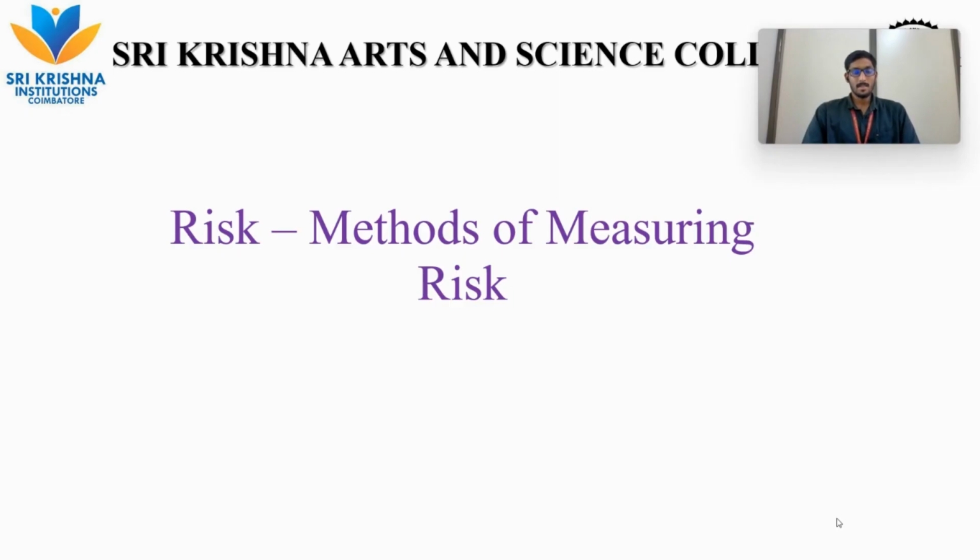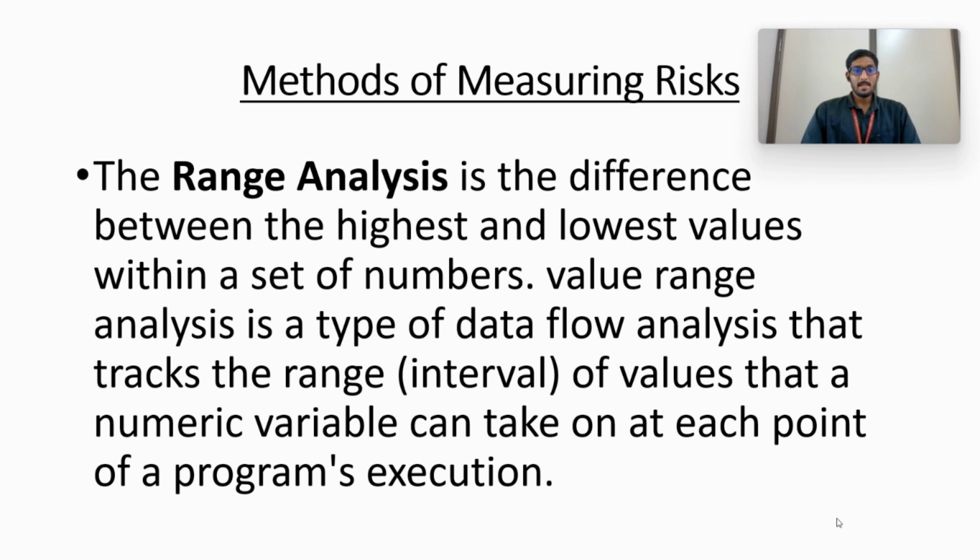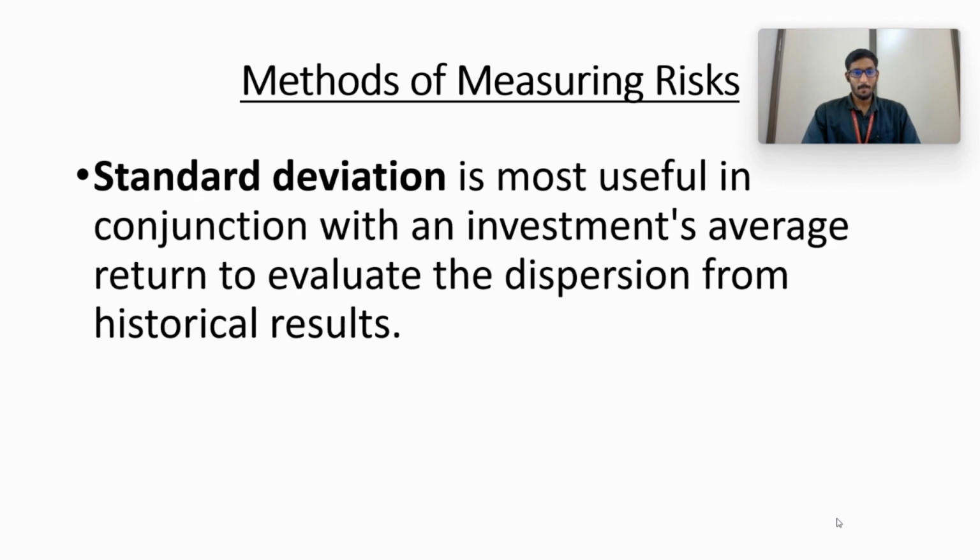We have certain risk measuring methods. The first method is range analysis, then standard deviation, coefficient of variation, alpha and beta, R squared, and Sharpe ratio. Range analysis is nothing but the difference between the highest value and the lowest value. In market terms, we can say it is optimistic value minus pessimistic value.